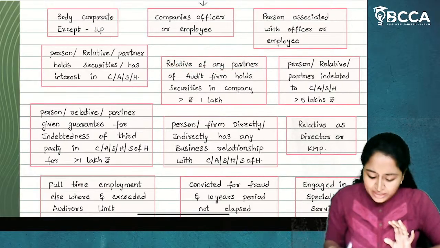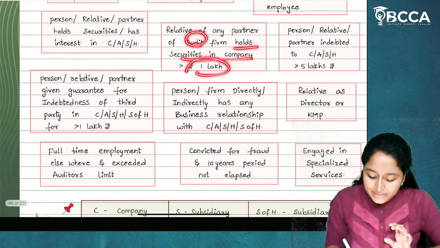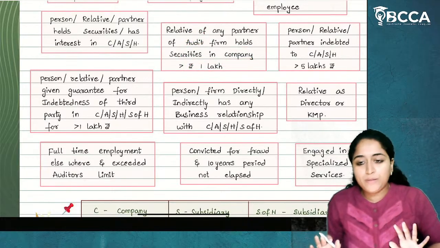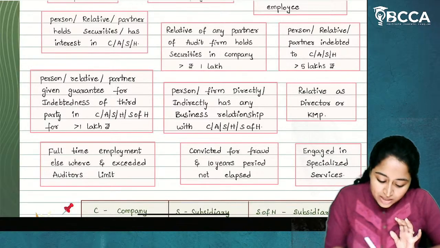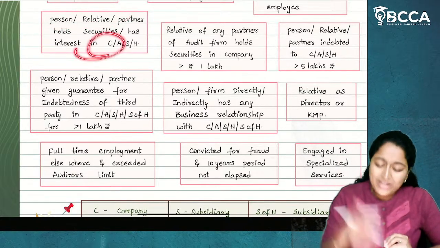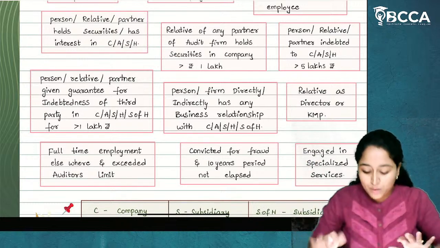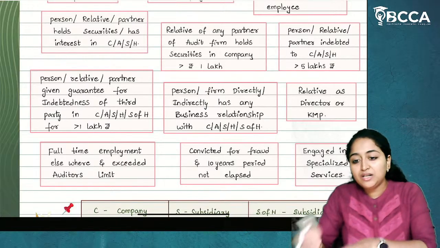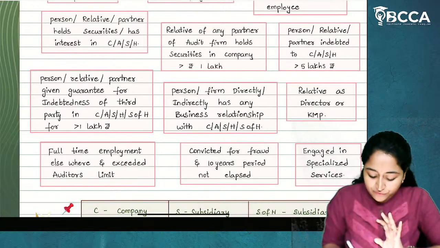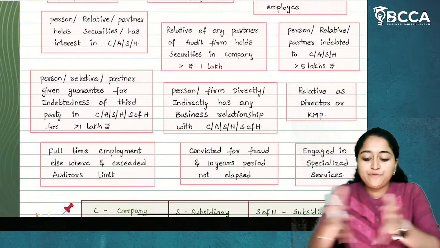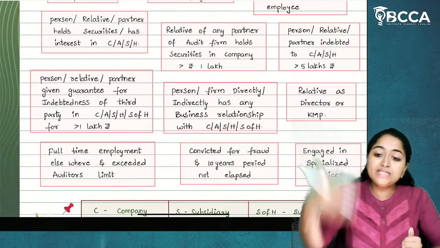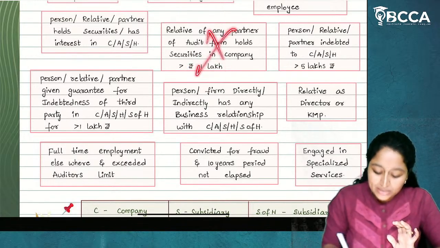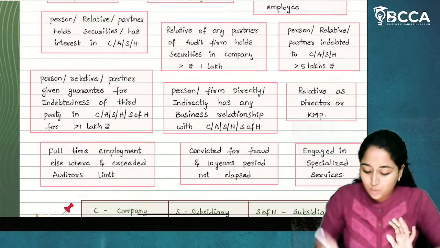If a relative of any partner of an audit firm holds securities in the company of more than 1 lakh rupees, then the relative is disqualified to be appointed as a cost auditor. Here, the person or the partner, if he is holding any kind of securities or interest, is disqualified. But if a relative of any partner, which means the partnership firm or LLP, their partner's relative, is holding more than 1 lakh rupees, then that particular partner or that firm will be disqualified.